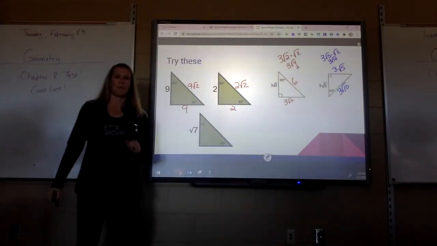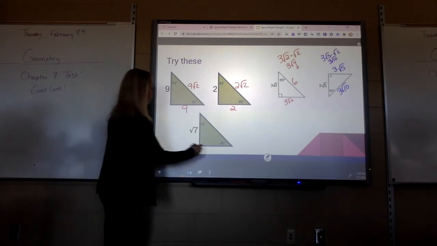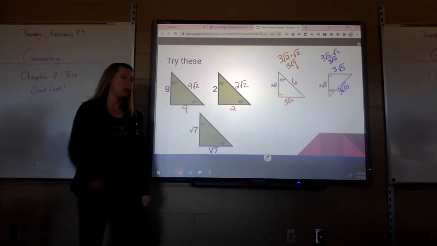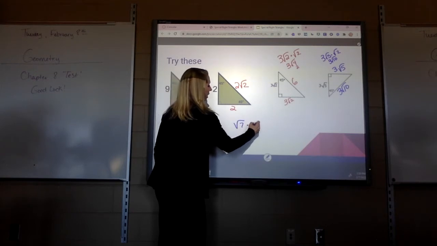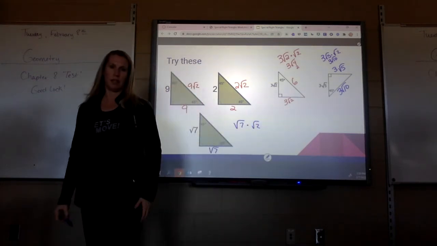Let's try this one. If this leg is radical 7, that means this leg is radical 7. What do you think radical 7 times radical 2 would be? What do you think?